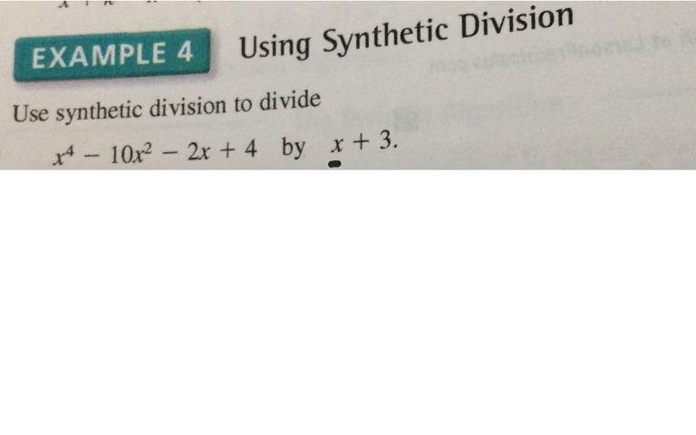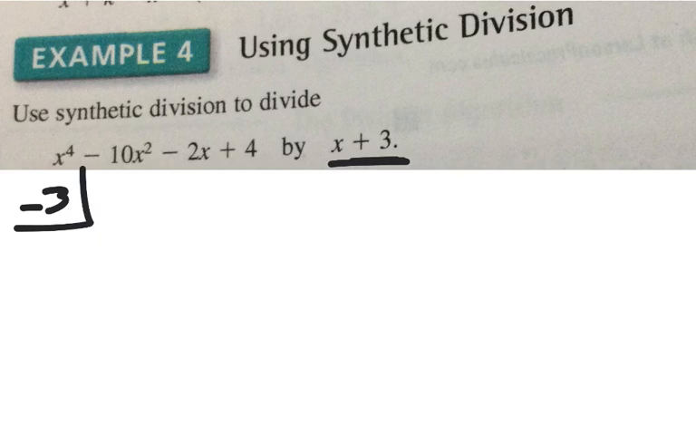The way we do synthetic is you take here what you're dividing by, which is x plus 3, and think about solving it to find your x intercept. So if x plus 3 is a factor, then that means negative 3 is the intercept. So we put negative 3 in a box. And where did I get negative 3? From solving this, setting it equal to 0.